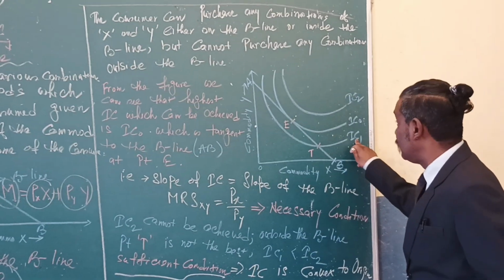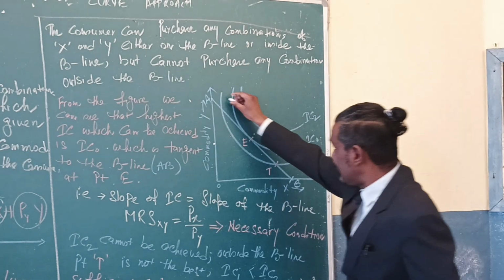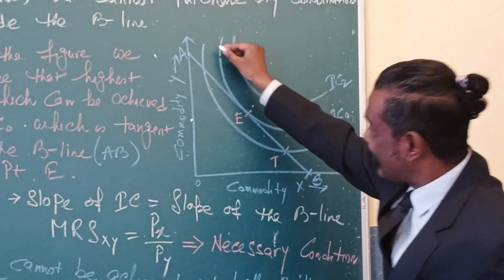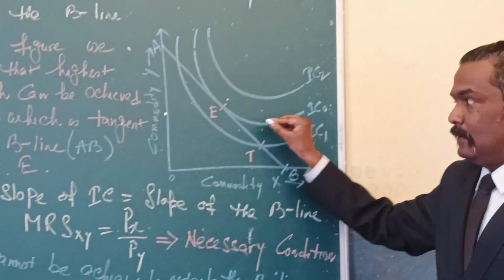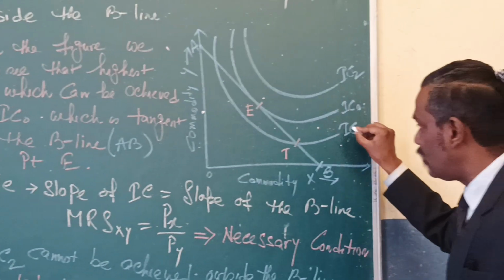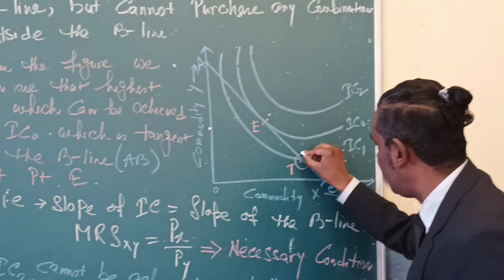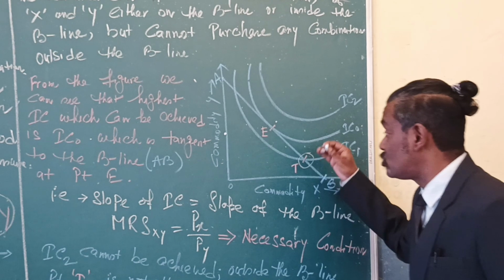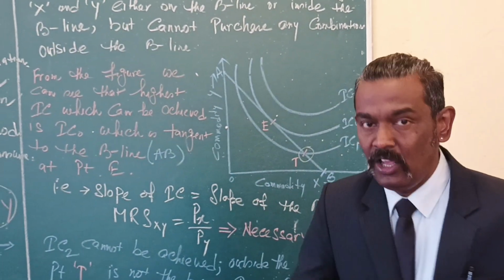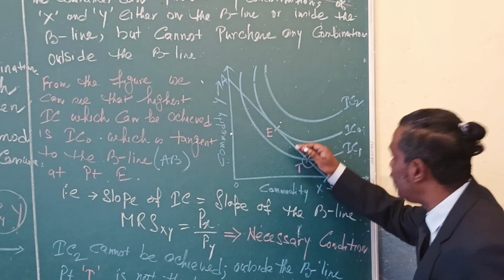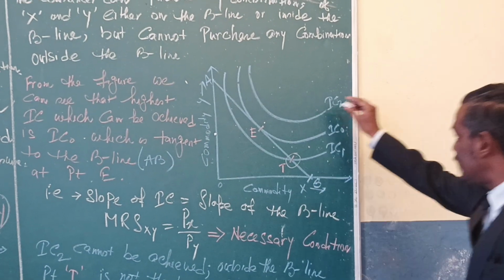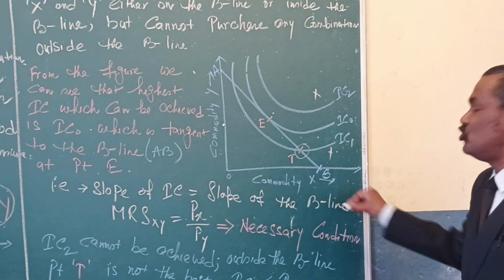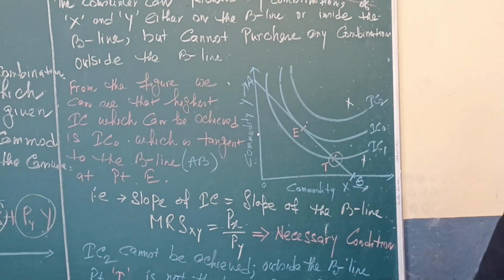What about the indifference curve IC1? Now see the indifference curve IC1, it lies within the budget line. But the consumer will not consume at the point T on the indifference curve IC1 because he is not getting the best utility, or the maximum utility. He will try to move up. So neither can IC2 be achieved, nor will the consumer consume the goods on the indifference curve IC1.